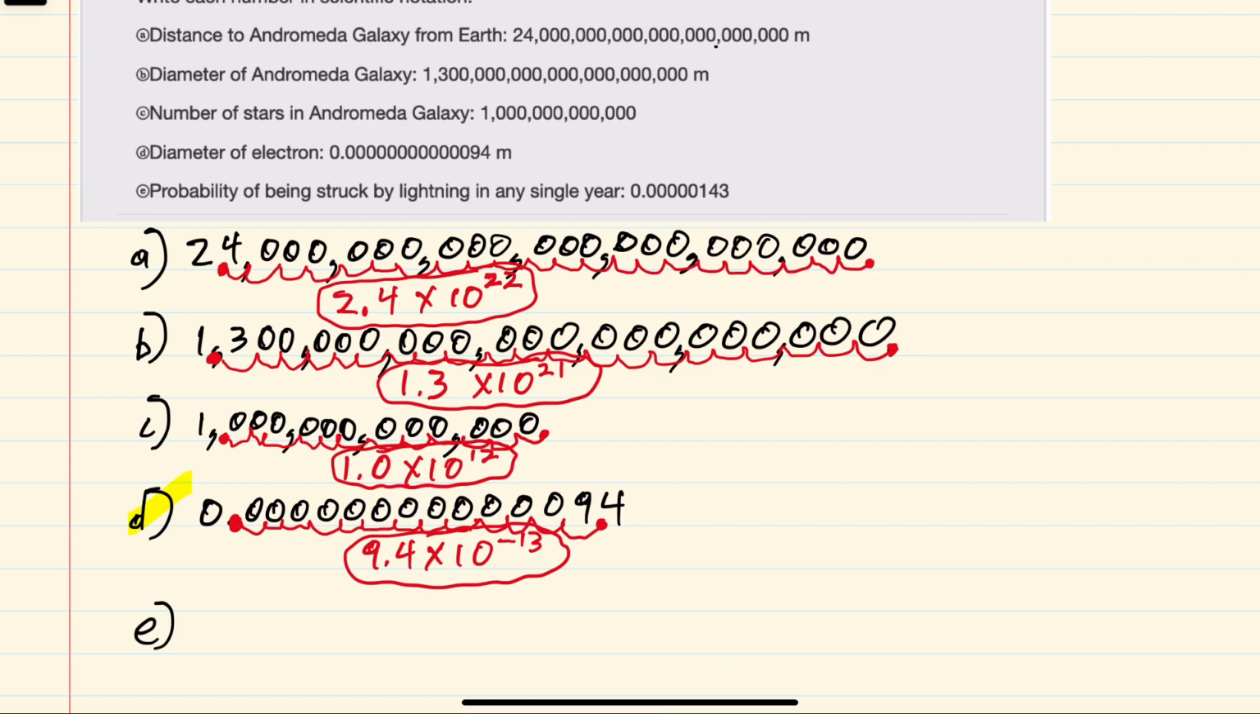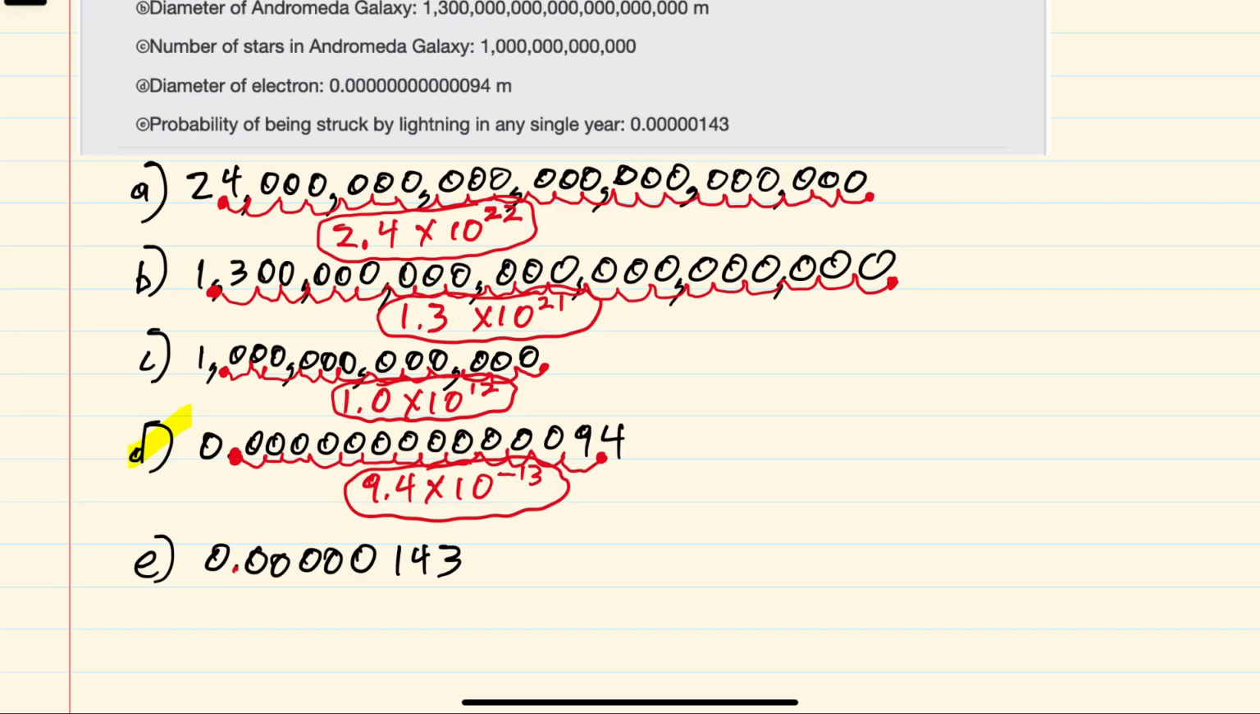E is our last, which is the probability of being struck by lightning in a single year. The original decimal place is here. Moving it behind the first non-zero digit would mean moving it to this location. Our scientific notation format would be 1.43 times 10 to the number of places the decimal is moved, which is 6. And since this is a small number, that is a negative 6 for our scientific notation.